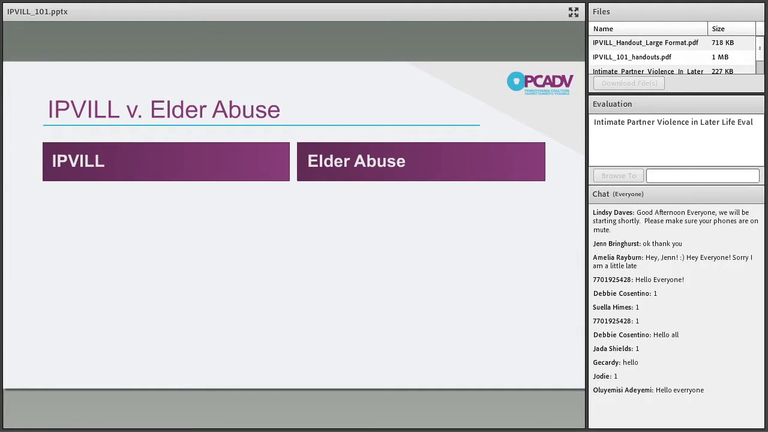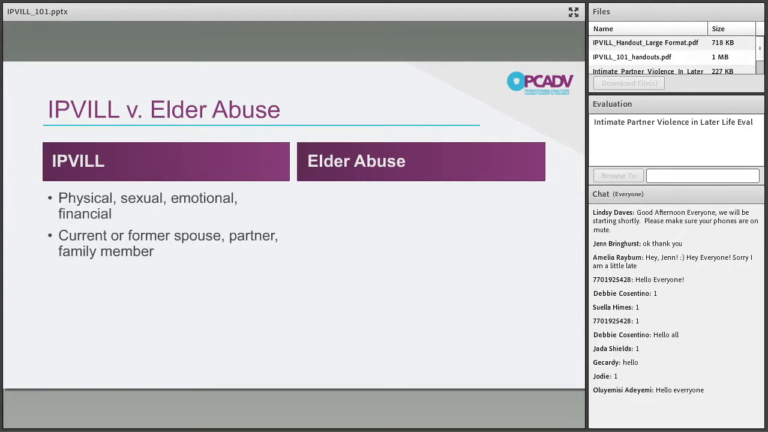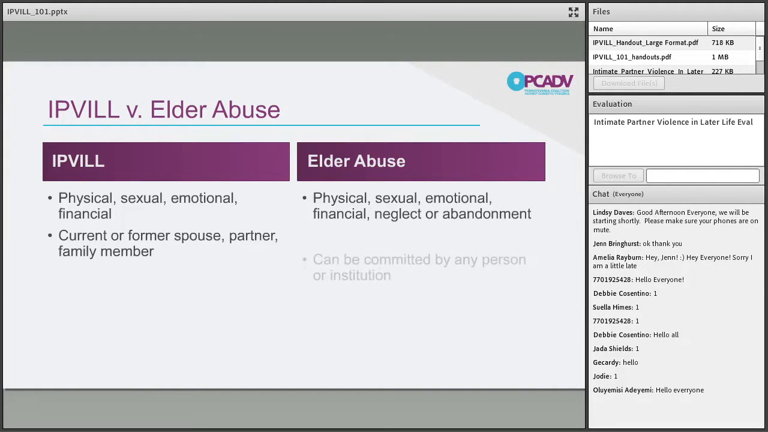But when we're talking about elder abuse, IPVILL itself is defined as physical, sexual, emotional, and financial abuse by a current or former spouse, partner, or family member, where elder abuse is any physical, sexual, emotional, financial, neglect, or abandonment of an older adult, and it can be committed by any person or institution. So the relational element is missing from elder abuse that is specific to intimate partner violence in later life.